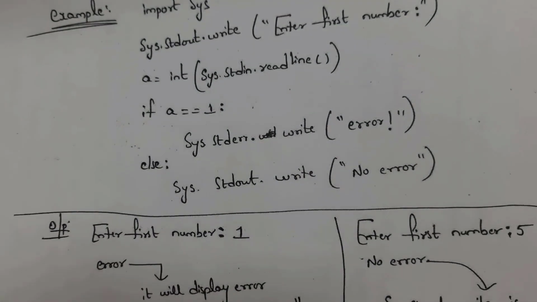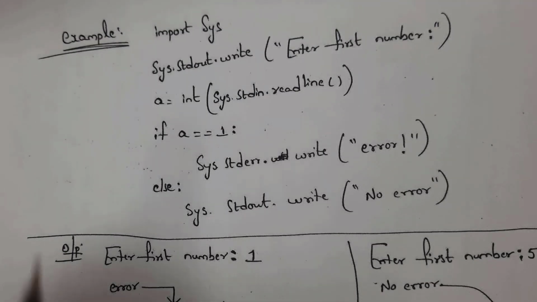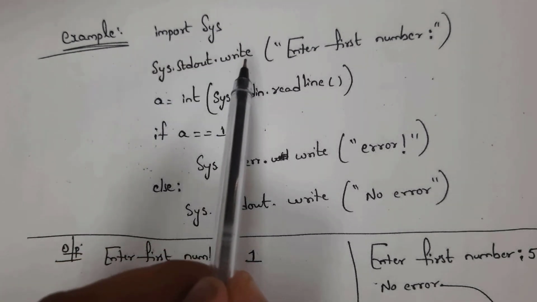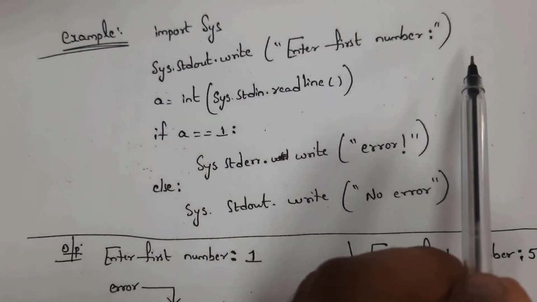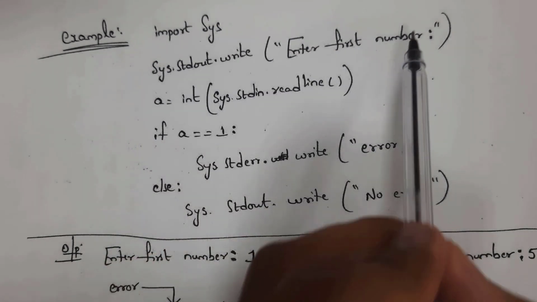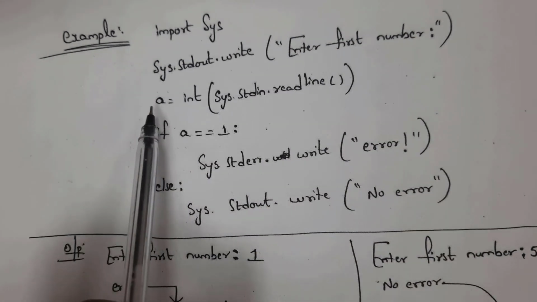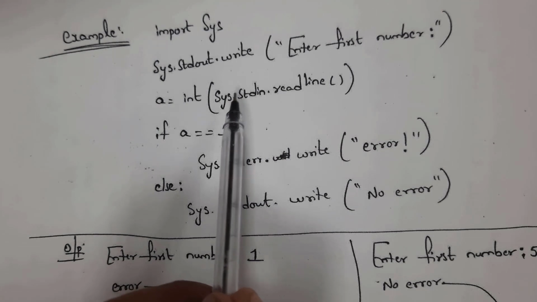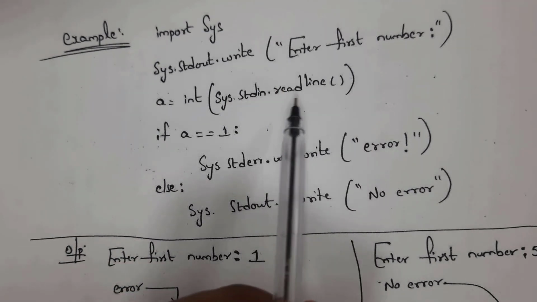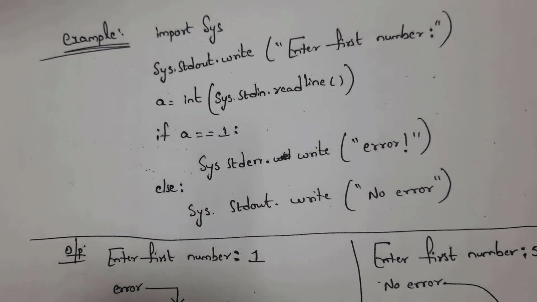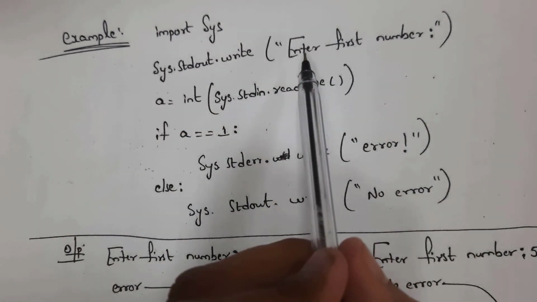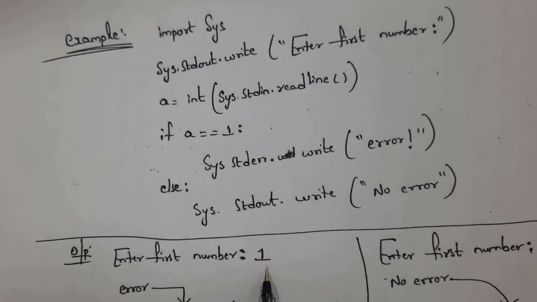This is one more example. Here at first I wrote import sys. Next I wrote sys.stdout.write. Inside this I wrote enter first number. Whenever you run this line of code, you will get output enter first number. Next I wrote a equal to int of sys.stdin.readline. Whenever you run this line of code, you can enter any number.